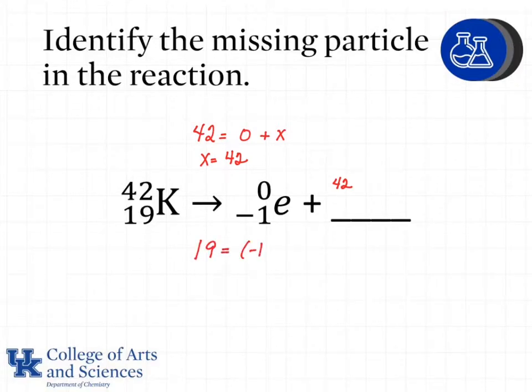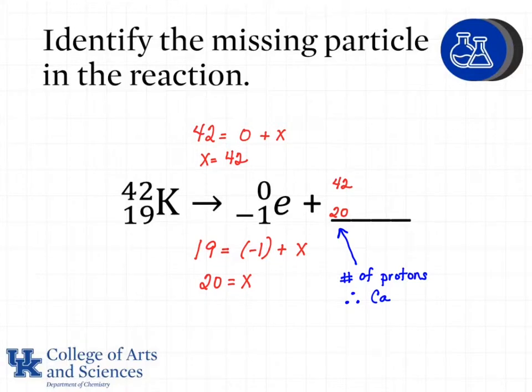For the atomic number, we have 19 equals minus 1 plus x, and the x represents the atomic number of our unknown particle. We add 1 to both sides, and we get 20 equals x. So that becomes the atomic number for our unknown particle. The atomic number represents the number of protons, and when we look on the periodic table, we see the element that has 20 protons is calcium, so we can fill that in for our unknown particle.